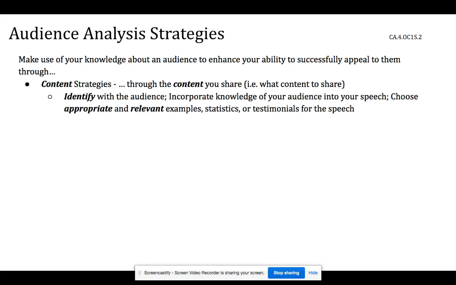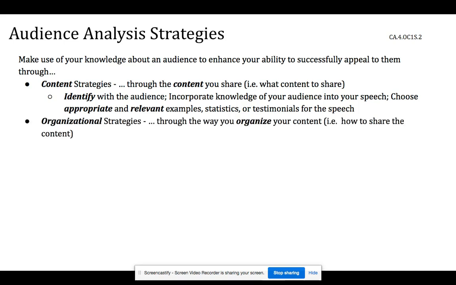So you want to identify with your audience, show that you can relate to them and that you understand them. You want to incorporate your knowledge of them into your speech. If you know people in the audience, you can recognize them by name, or talk about shared experiences that you might have. You can choose appropriate and relevant examples, statistics, or testimonials for the speech, because you know what kind of content they're going to agree with and relate to. That can be a really important thing to know about your audience, is how to choose appropriate examples.